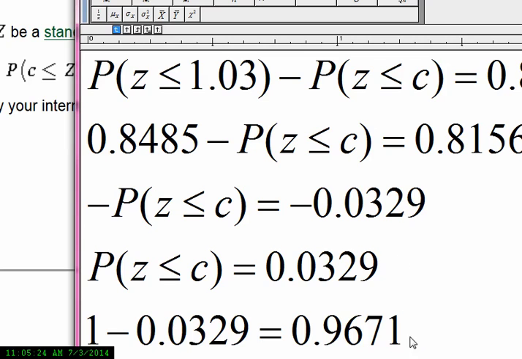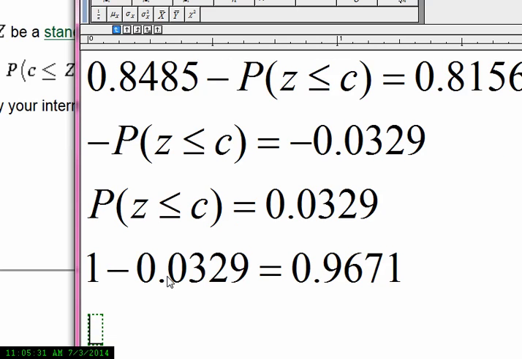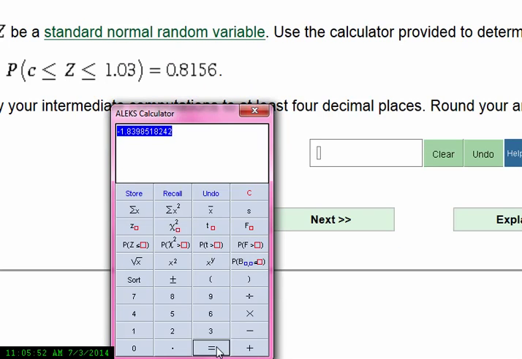And now I can use the Z box in order to find that. So I'm going to take this, because it's the area to the right, and I'm going to use the Z box. ALEKS will give me the Z score that tells me, if you give me the area to the right, I'll give you the Z score. So let's go out to ALEKS and hit that button. And it tells us the Z score is negative 1.83.